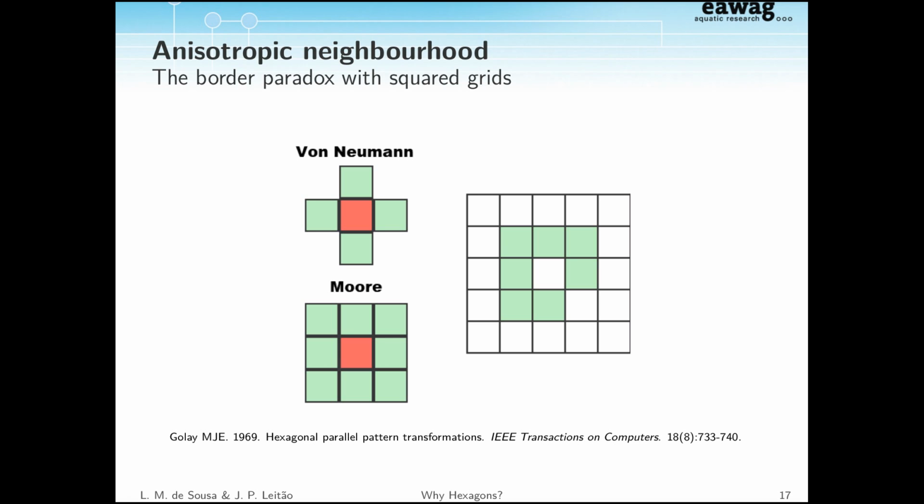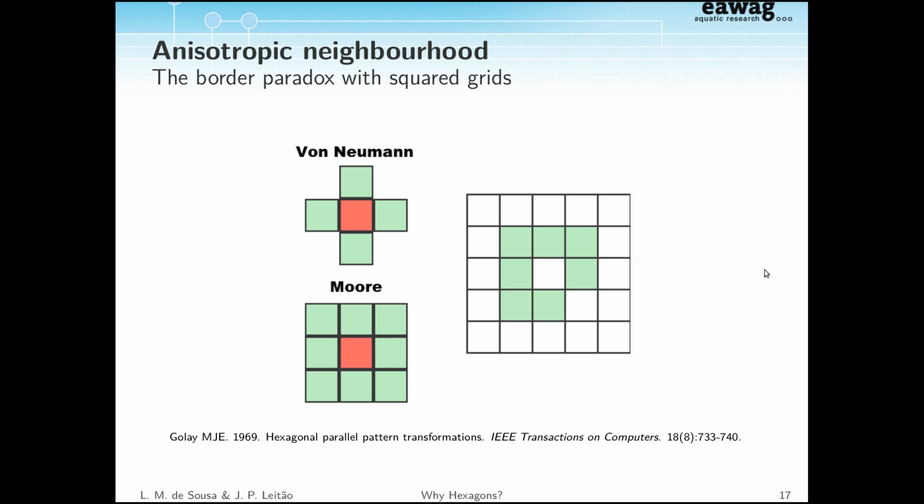However, as computer science evolved and more complex algorithms and more complex tasks were being performed with computers, at a certain point, these early computer scientists started hitting very important problems with squares. One of them is here represented, which is called the border paradox.